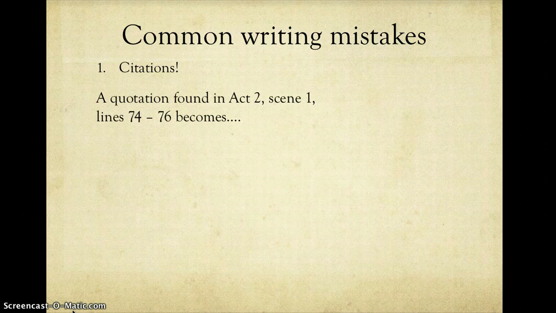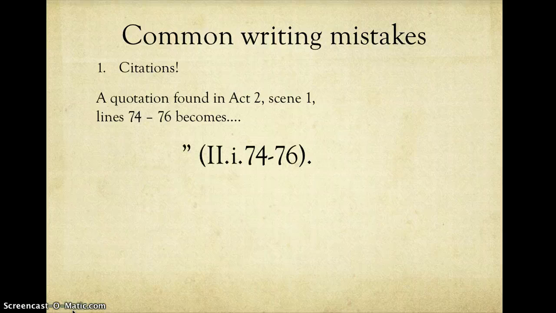First common writing mistake has to do with citations. So let me give you an example. Let's say you got a quotation from Act 2, Scene 1, lines 74 to 76. That citation, to give credit to where you got it from the book, should become something that looks like this, right? It's in parentheses. There are all these numbers, traditional and Roman numeral, and then there's some punctuation. So let's talk about each section.